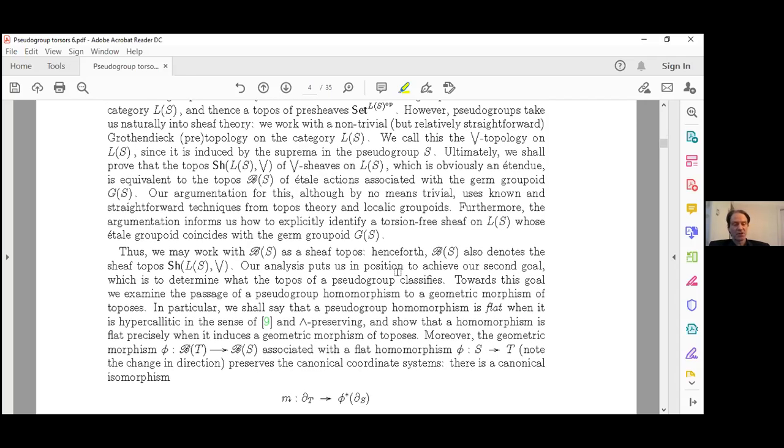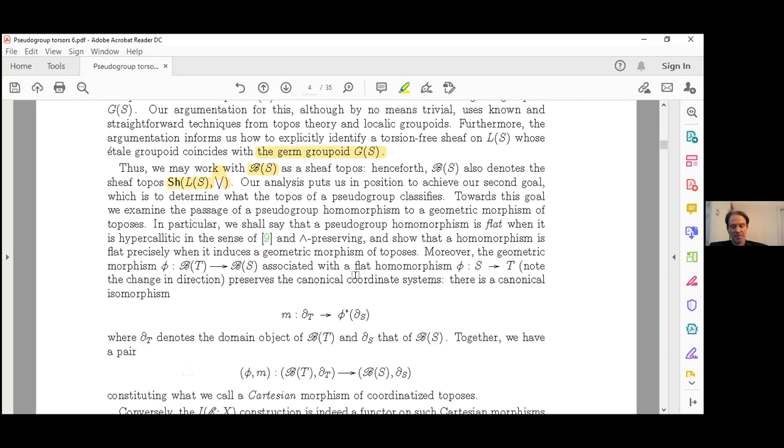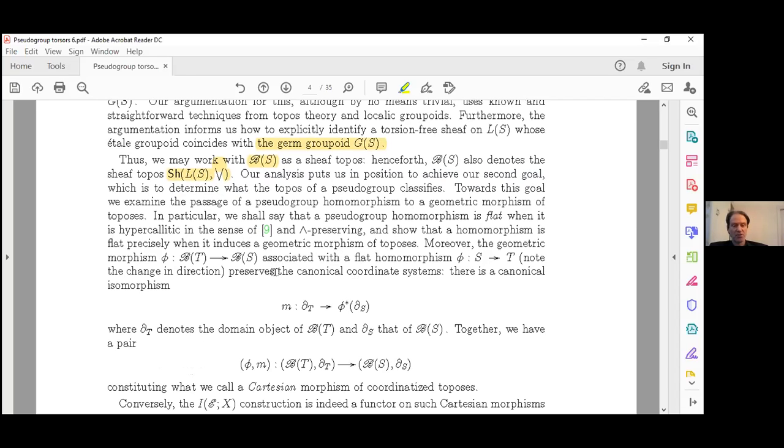So that was our first goal, to understand this B of the germ groupoid G of S in very concrete terms. And we did, under the topos of étale actions on the germ groupoid, and we call that topos B of S, simply. So we need a site for that topos, and this may be described actually in a very simple way in terms of Grothendieck topologies. So that was our first goal, and we did that.